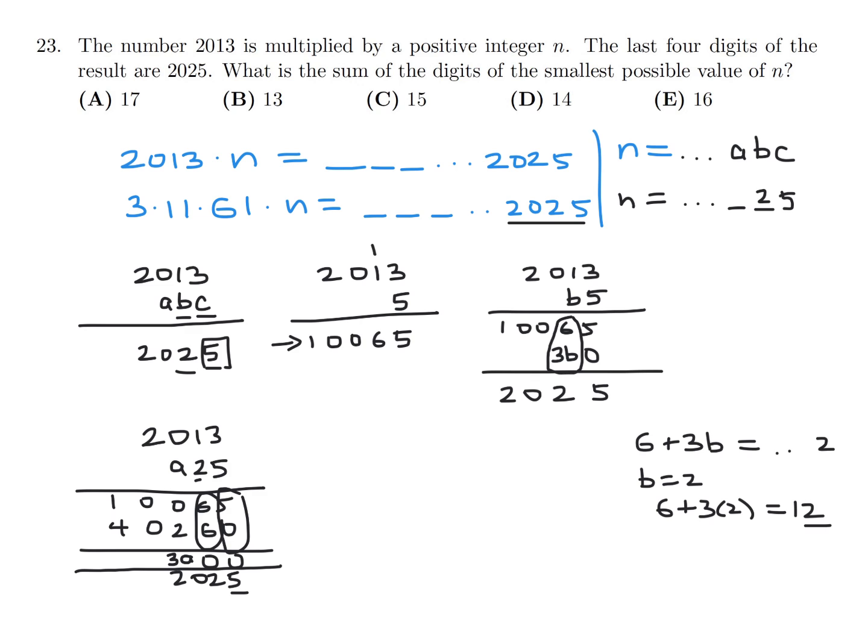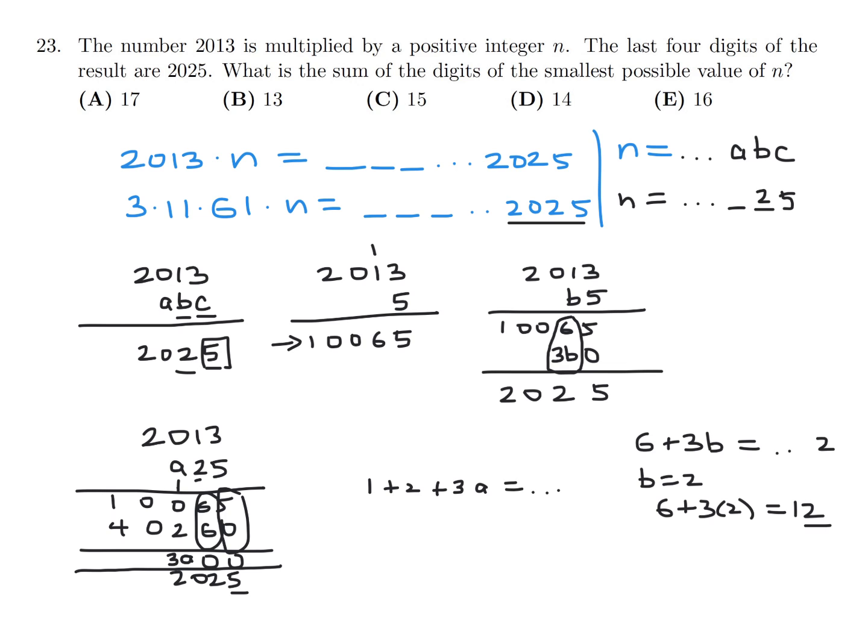Okay, so now let's try this now. So the 5 and the 0, that's 5. The 6 and the 6 is 12. Carry the 1. And then 1 plus 2 plus 3a. That has to equal something that ends in a 2, correct?